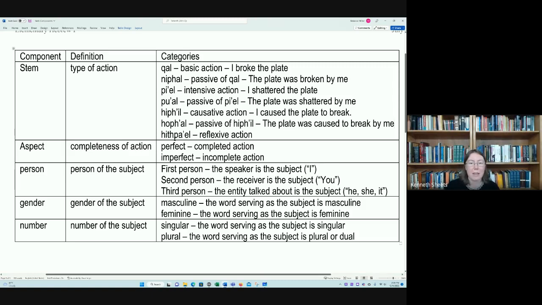And then we have the hithpael. This is going to be reflexive action, where the subject is both doing and receiving the action. So the plate broke itself.